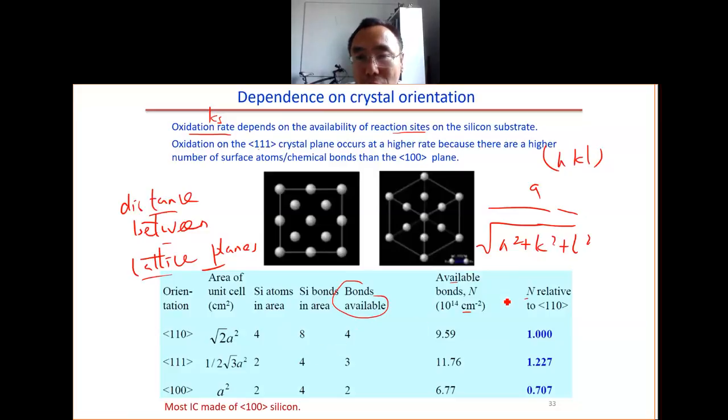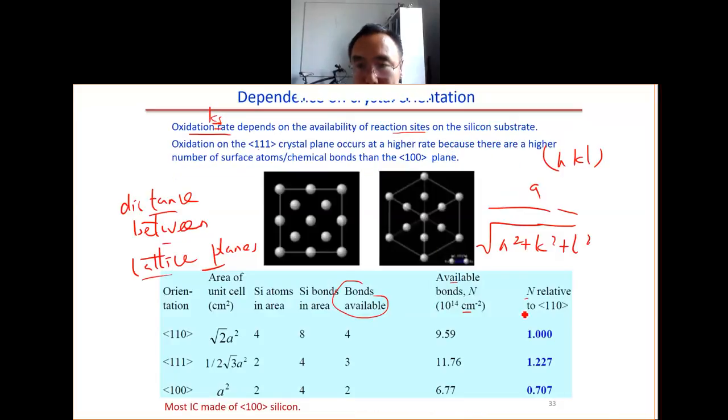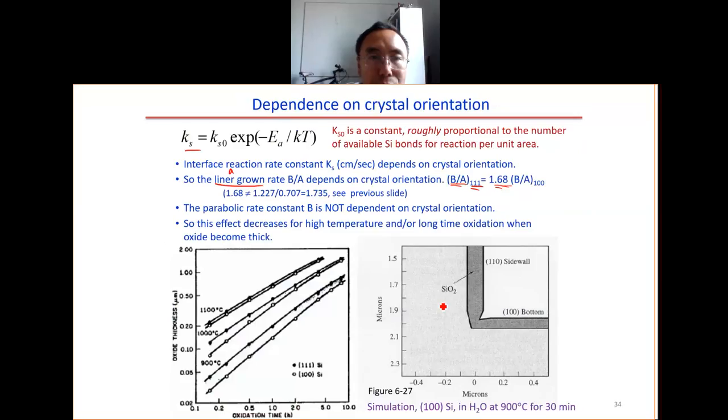You just need to know that different crystal orientations have different growth rates for the Ks term. The Ks is given by this one, so it is roughly proportional to the number of the available silicon bonds for the reaction per unit area. As a result, for the 111 direction, the B over A value, this is the linear growth, the B over A is 1.68. If we look here, this number divided by this number is 1.735. It's a little bit different from the 1.68, but roughly it's close.